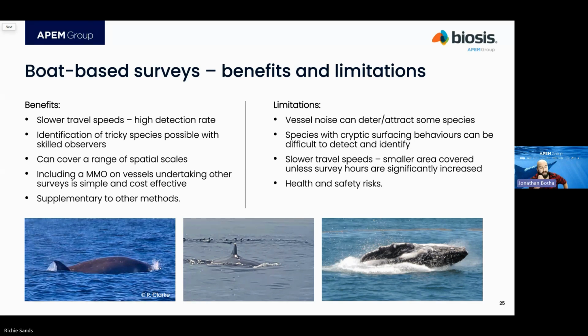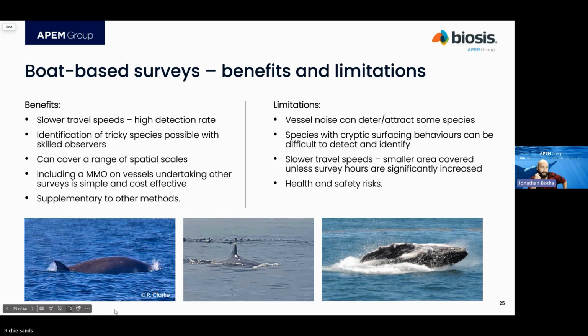You can cover a range of spatial scales with vessel-based surveys, depending, of course, on the vessel that you use, which has cost implications. And as I mentioned, including a marine mammal observer on vessels that are undertaking other surveys is simple and cost effective. So ultimately, it's a really good supplementary method in this toolbox of survey approaches.